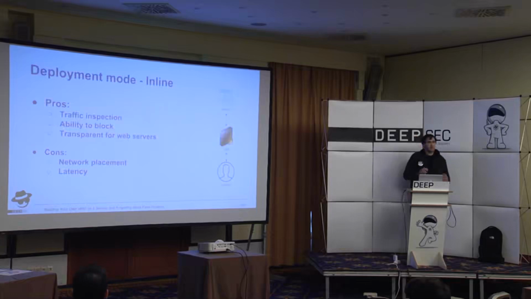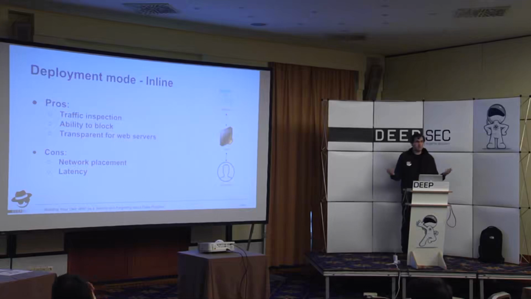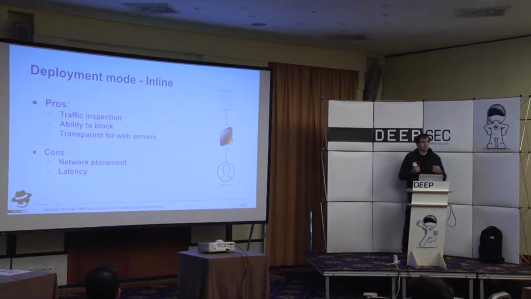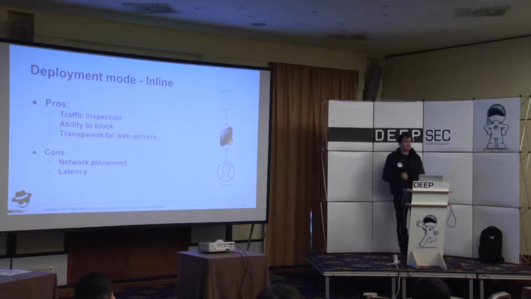So first I want to talk a bit about how WAFs are usually deployed. A WAF can be deployed in an inline mode. This means that it's in the middle of the traffic between your web application and your clients. Some pros for this is that you can do traffic inspection, you have the ability to block, and it's pretty transparent for web servers because from their perspective, not much has changed.